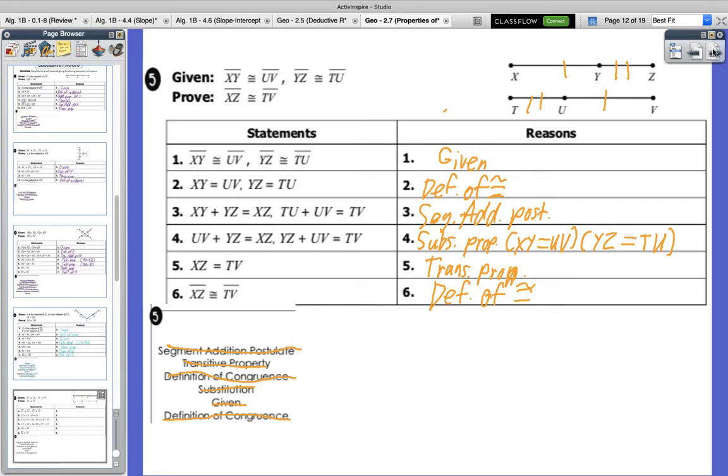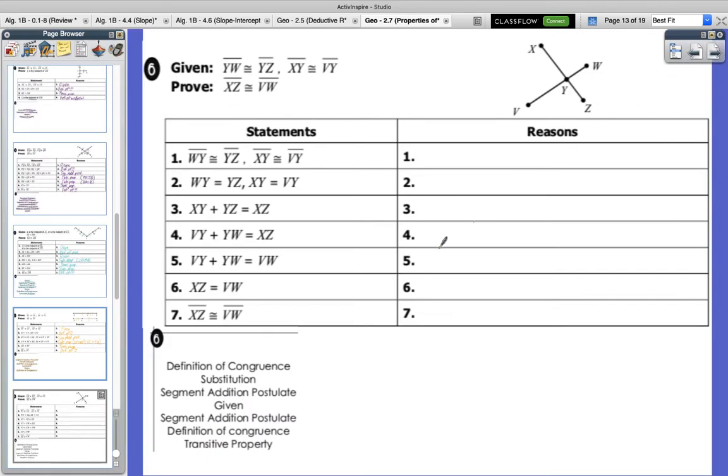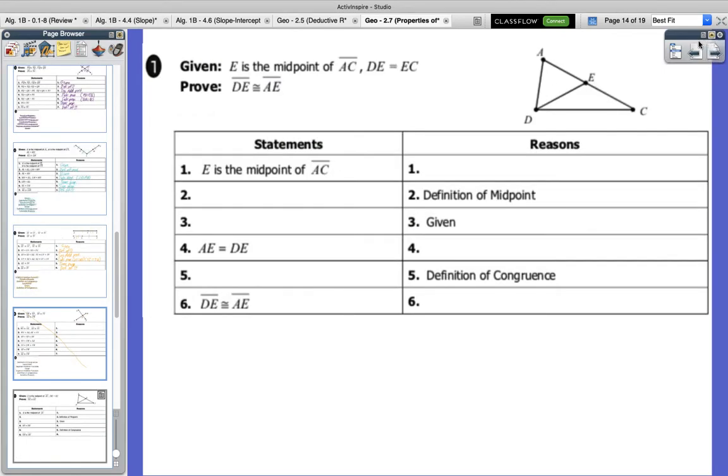We're actually going to skip number 6 for now, okay? So we're going to skip number 6 for now. Let's continue on to number 7.